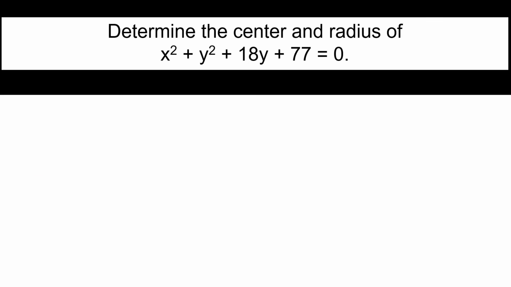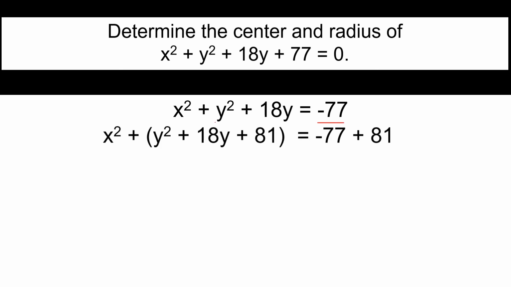And for our last example, we have determined the center and radius of x squared plus y squared plus 18y plus 77. So, transpose natin yung positive 77 sa right side ng equation and it will become negative 77. Gawin nating perfect square trinomial yung y variables natin. We have y squared plus 18y. So, half ng 18 is 9 and 9 squared is equal to 81. So, plus 81 dito sa left side and another plus 81 naman sa right side ng equation.